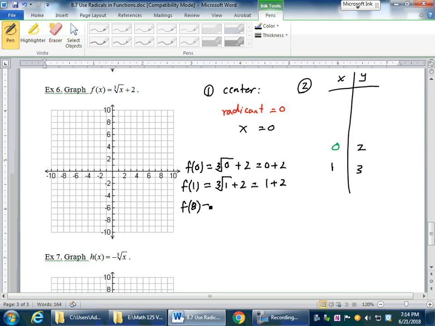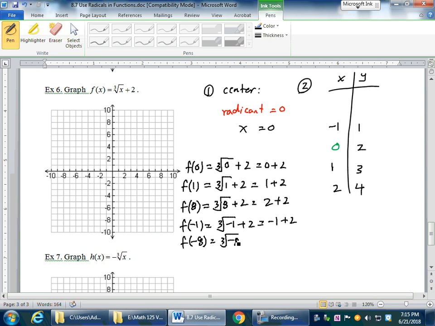Now the next perfect cube number on the right side of the center is 8. So cube root of 8 plus 2, that is going to be 2 plus 2, which is going to be 4. On the left hand side, we pick negative 1. So cube root of negative 1 plus 2, which is going to be negative 1 plus 2. That will be 1. And the next will be negative 8. So it will be cube root of negative 8 plus 2, which is negative 2 plus 2. That will give me 0.